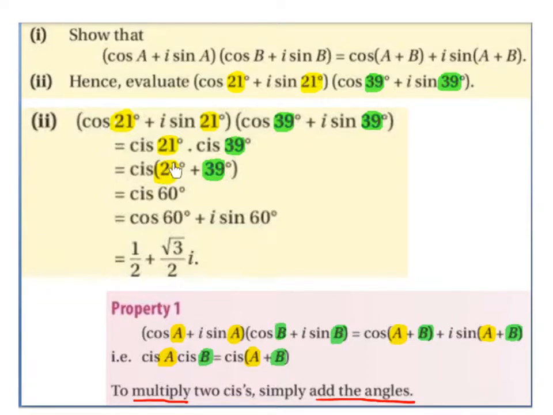So we know to multiply two CiS's, we simply add the angles. So we're going to say 21 plus 39 is 60. And CiS 60 can be broken down to be cos 60 degrees plus i sine 60 degrees. And cos 60 degrees into our calculator gives us a half. Sine 60 degrees gives us root 3 over 2, and we have an i stuck on. So we used property 1 to work this out.